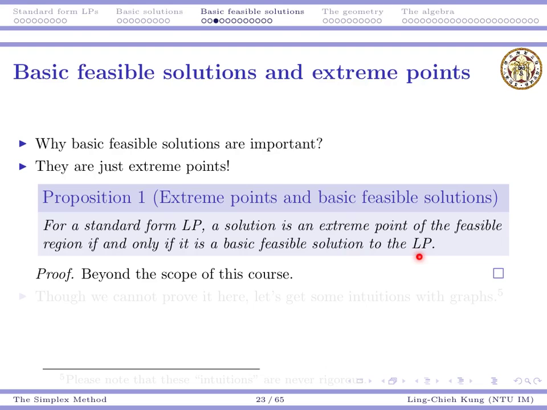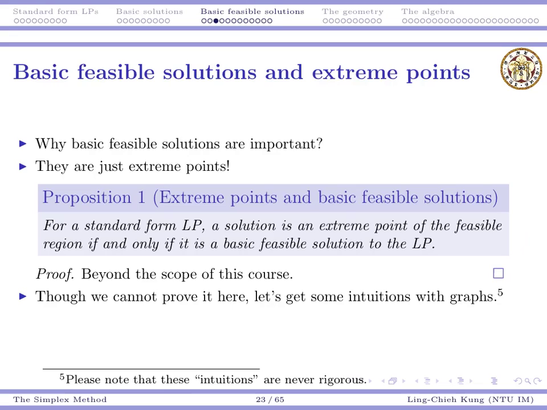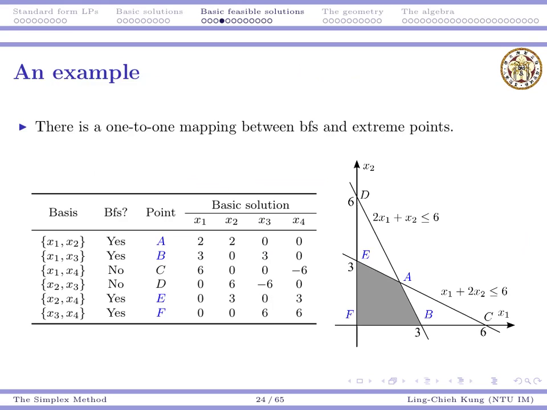And we're not going to prove this, and we only hope that you can keep that in mind, memorize this. However, one thing we will do is that we will use graphs to give you some intuition. And I hope that this intuition can help convince you that this connection is indeed true. So we want to show that there is a one-to-one mapping between BFS and the extreme points.